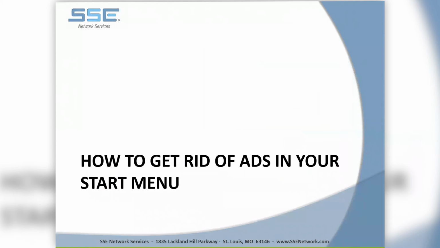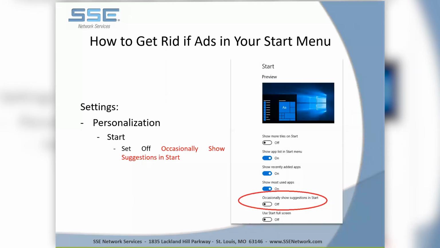Okay, how to get rid of ads in your start menu. You may not realize that Microsoft can put advertisements in your start menu. So go to your settings menu. Remember, that's Windows I. And then you can drop down and select personalization. And then you want to go down and select start. And then you want to scroll down to this little area down here that says occasionally show suggestions in start, and you want to turn that off. And suggestions being ads, with that, you can easily stop that.